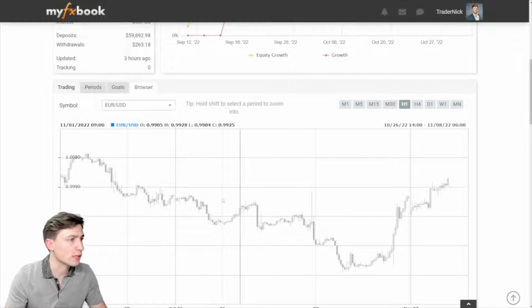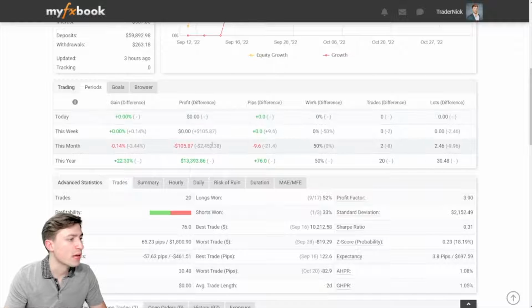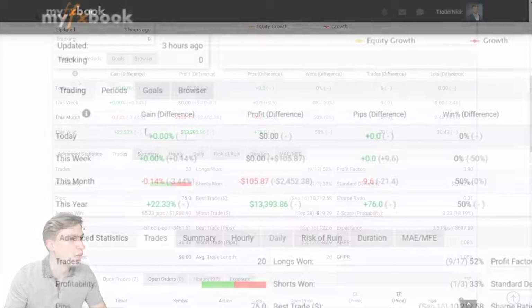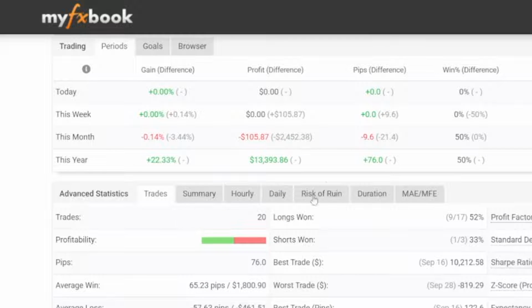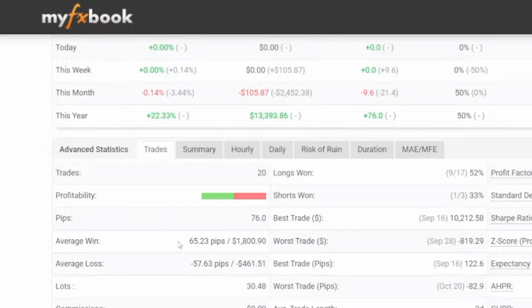You can also take a look at the historical trades you've taken on a chart, which I think is kind of cool. And if you scroll down here, you've got all the different gains. So here's how much I'm up for the day. I haven't closed any trades this week. It's a Monday. This month, I'm down a grand total of minus 0.14%. This year, 22%, and you know, the overall profit and loss, etc.